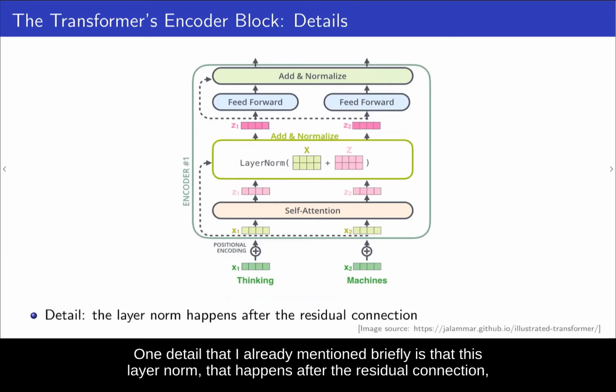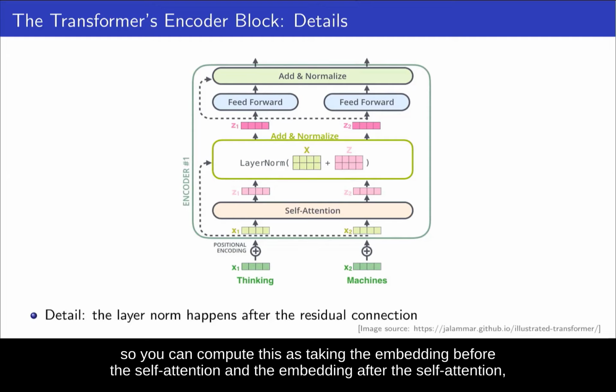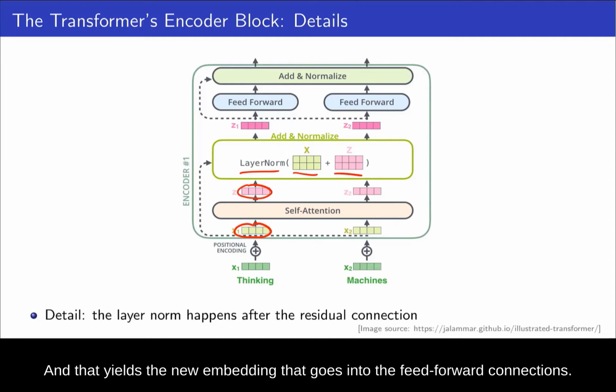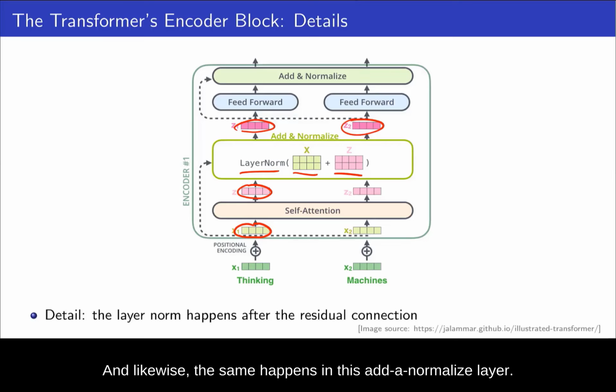One detail that I already mentioned briefly is that this layer norm happens after the residual connection. So you can compute this as taking the embedding before the self-attention and the embedding after the self-attention. You add them up, and then you apply layer norm. And that yields the new embedding that goes into the feed-forward connections. And likewise, the same happens in this add and normalize layer.